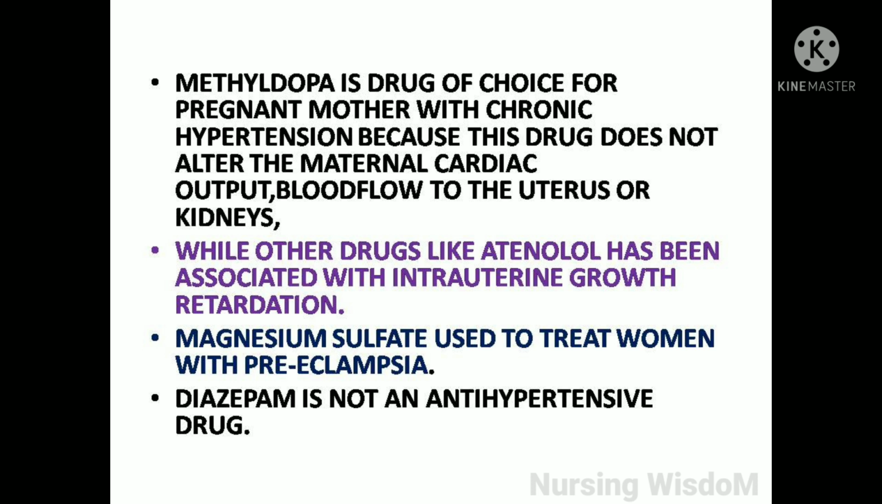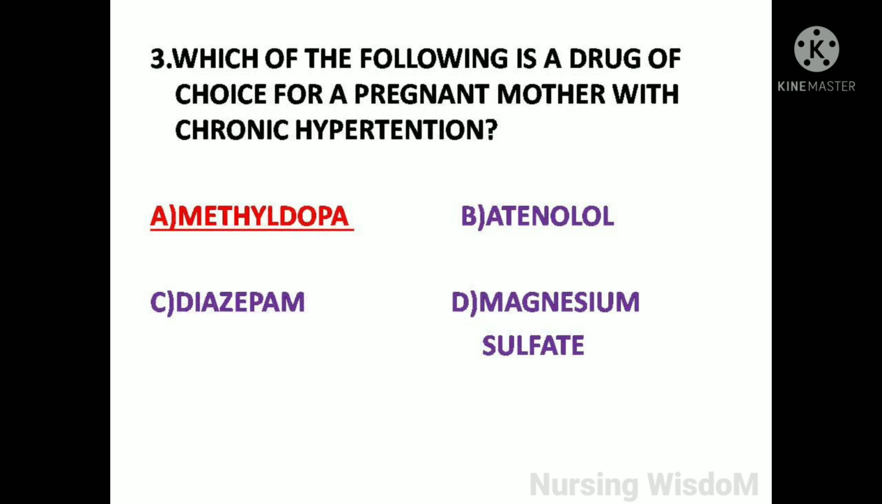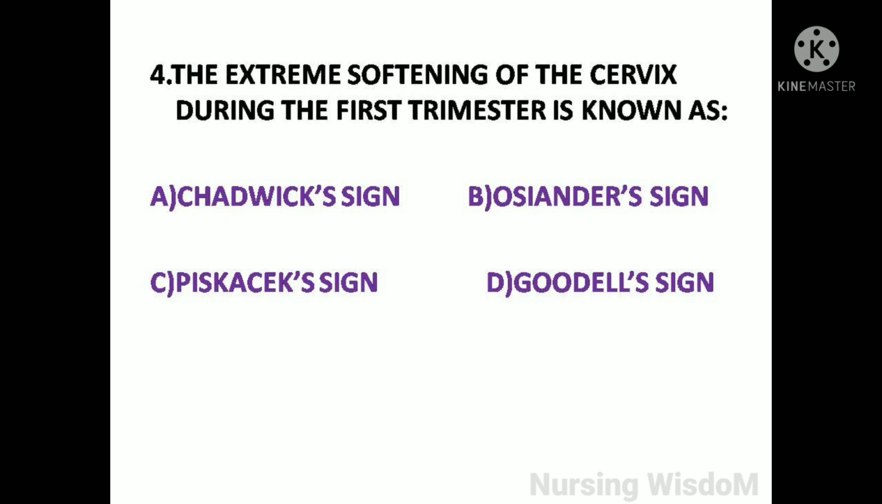Methyldopa is the drug of choice for a pregnant mother with chronic hypertension because this drug does not alter the maternal cardiac output, blood flow to the uterus or kidneys. While other drugs like atenolol have been associated with intrauterine growth retardation, magnesium sulfate is used to treat women with preeclampsia, and diazepam is not an antihypertensive drug. So, which of the following is a drug of choice for a pregnant mother with chronic hypertension? Option A, methyldopa. Next question.